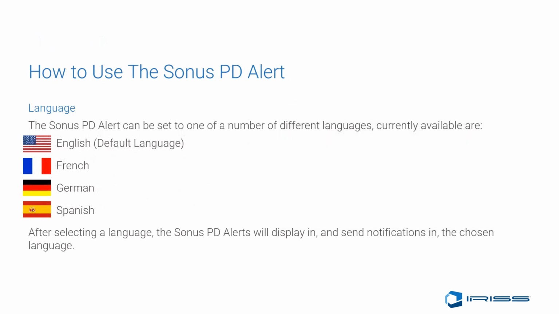Language settings. The Sonos PD Alert can be set up to one of a number of different languages. These are the ones that are currently available: English, the default language, French, German, or Spanish. After selecting a language, the Sonos PD Alert will display in and send notifications in the chosen language.